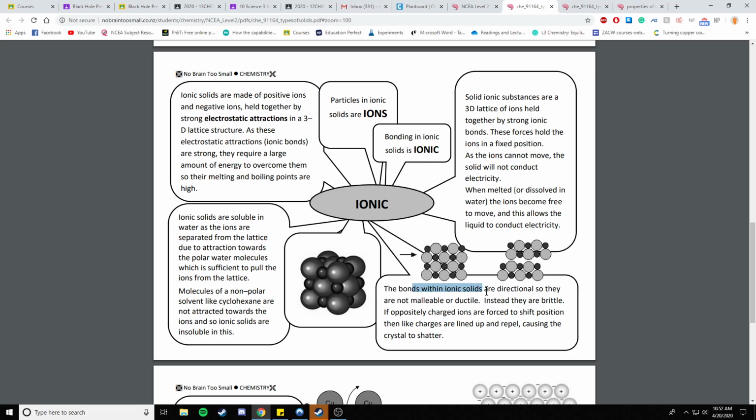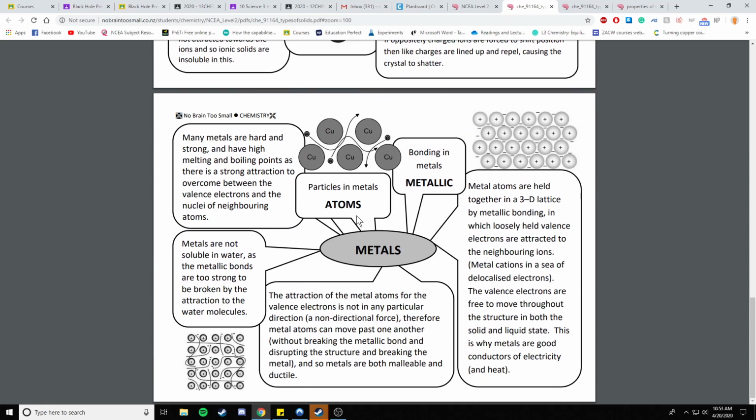The bonds within ionic solids are directional, so they're not malleable or ductile. They cannot be beaten into shape or pulled into a wire. Instead, they're brittle. If oppositely charged ions are forced to shift position, then like charges are lined up and repel, causing the crystal to shatter. They're soluble in water, as the ions are separated from the lattice due to attraction towards the polar water molecules.